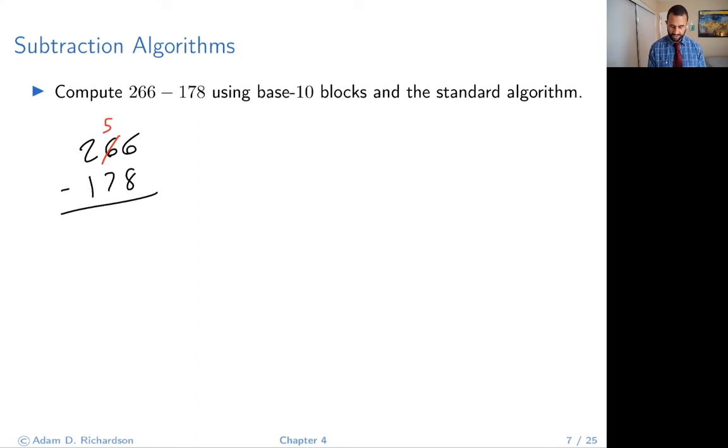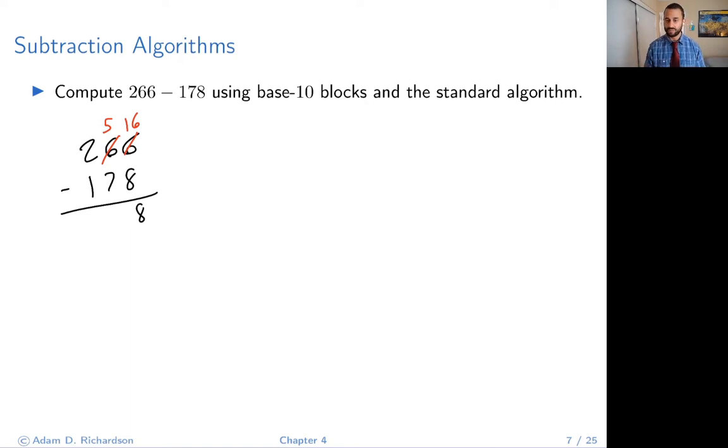This becomes a 5, and then we're borrowing 10, I think is what it is, right? I think that's what it says. And then this becomes 16. And now when we do the subtraction, we actually have enough to subtract from, right? So now we can say 16 minus 8 is 8.